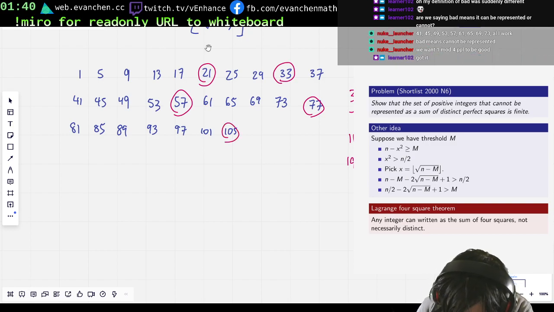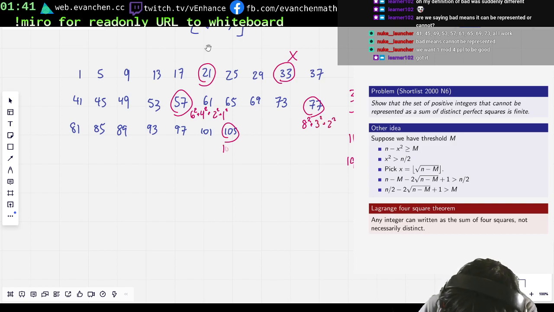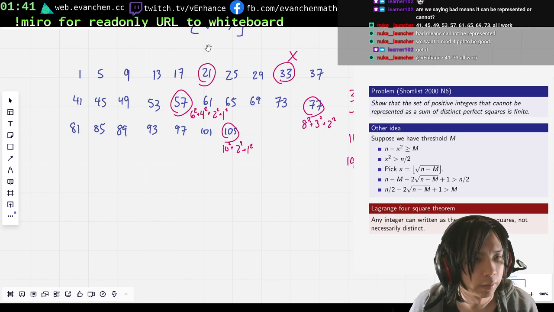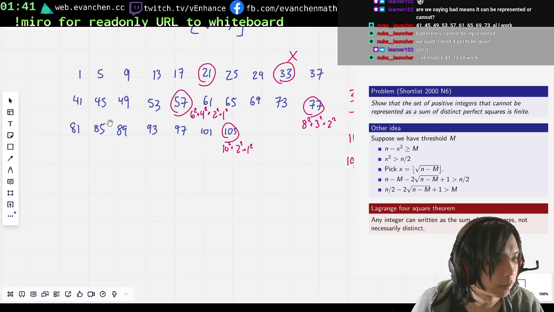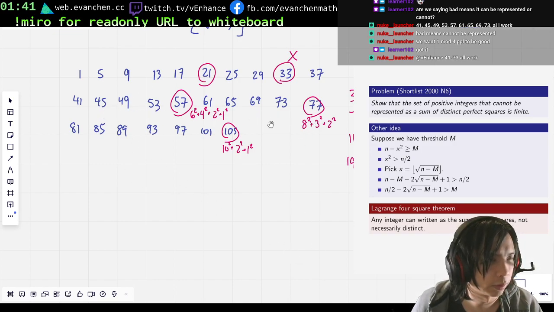Okay, so which ones of these can't I write? So 33 is actually not possible. So 57, is that possible? That one's fine. 77 is probably alright, right? 8 squared plus 3 squared plus 2 squared. And 105 is 10 squared plus 2 squared plus 1 squared. So this is much more efficient. Right. Yeah, so all of these should be okay.